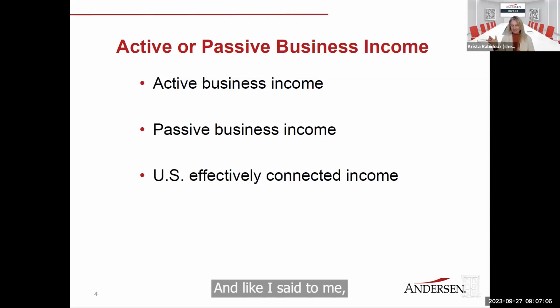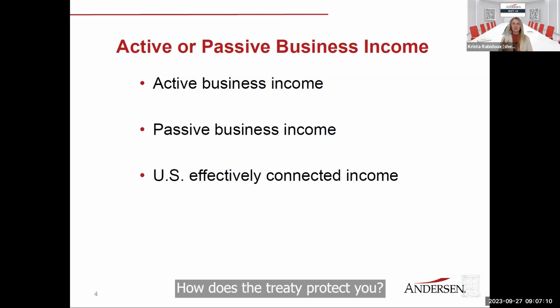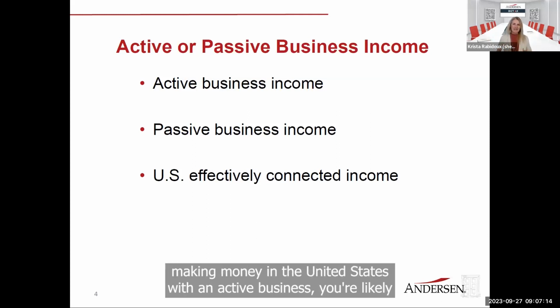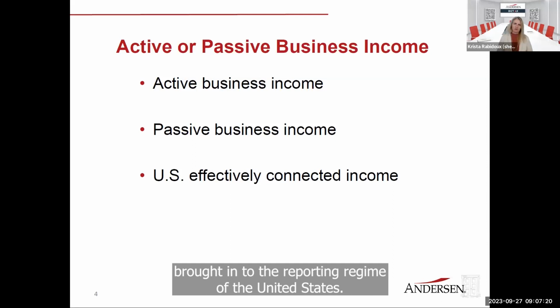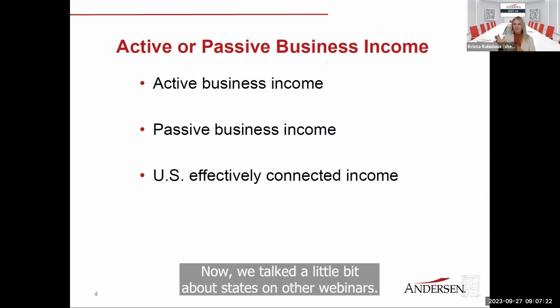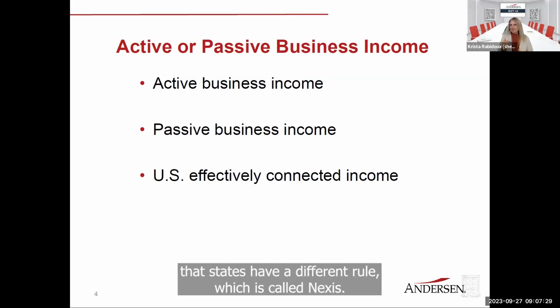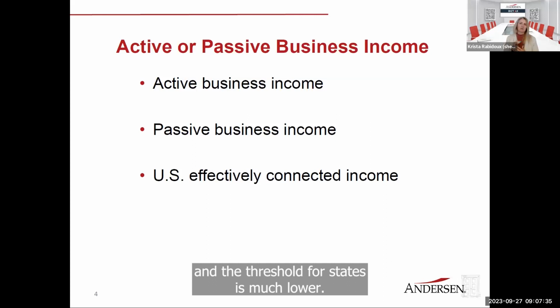And like I said, Namir is going to talk in a little bit here about how the treaty protects you. But what is important to know is as soon as you start making money in the United States with an active business, you're likely brought into the reporting regime of the United States. Now, we talked a little bit about states on other webinars. I'm not going to go too much into states, but keep in mind that states have a different rule, which is called nexus. So you have to look at the effectively connected business, and the threshold for states is much lower.